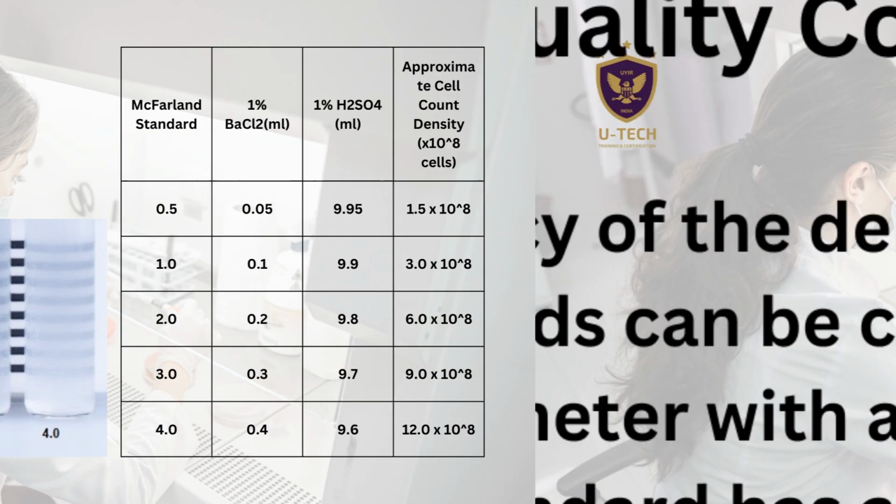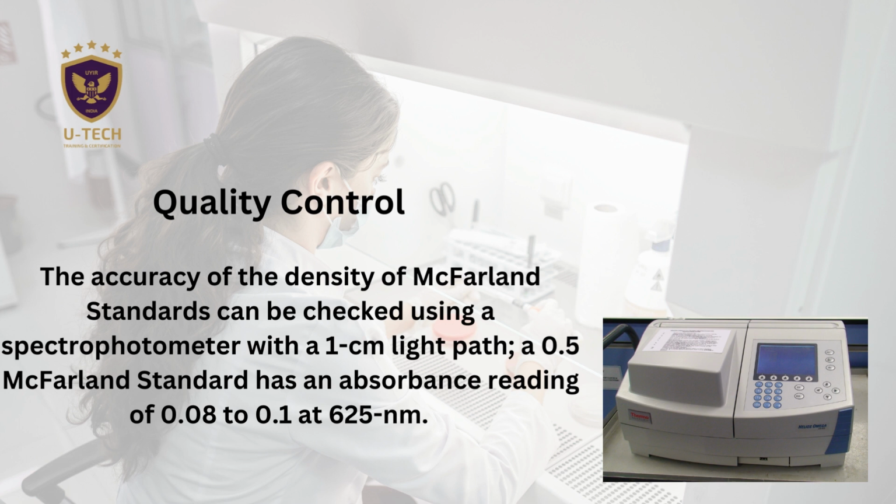The accuracy of the density of McFarland standards can be checked using a spectrophotometer with a 1 cm light path. A 0.5 McFarland standard has an absorbance reading of 0.08 to 0.1 at 625 nanometers.